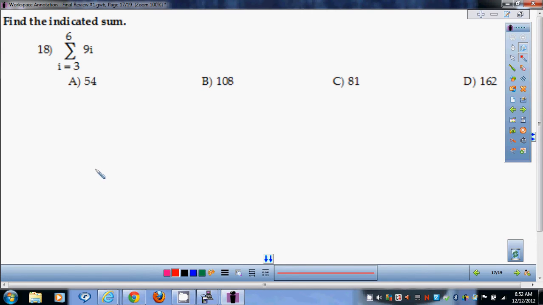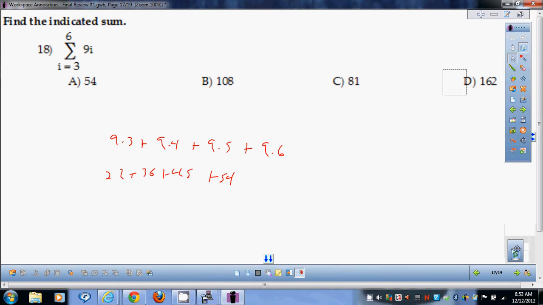How do I solve this? That's right. You plug in 3, 4, 5, and 6. 9 times 3 plus 9 times 4. Okay. Add all those up. You could also do this in the calculator, but I think it's probably just easier to do it like this. 27 plus 36 plus 45 plus 54. And the answer is 162.